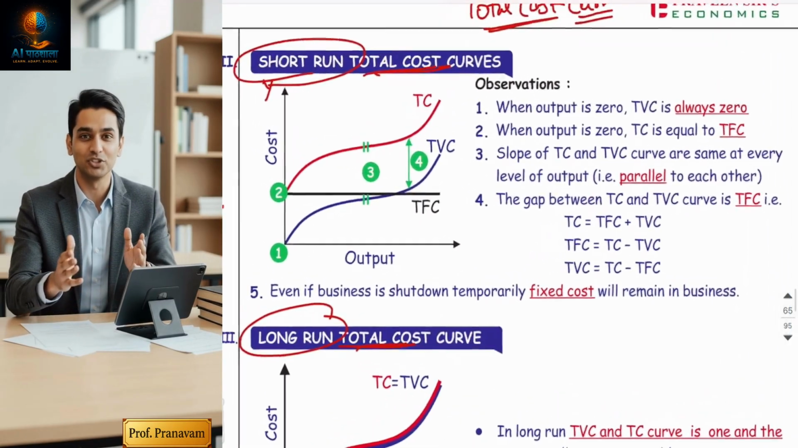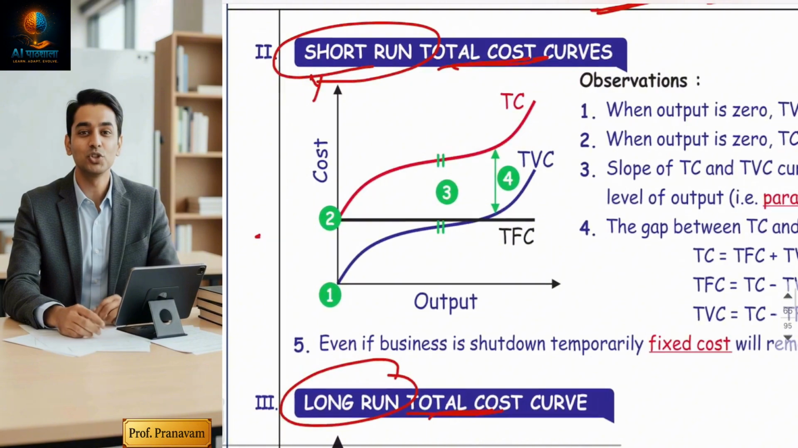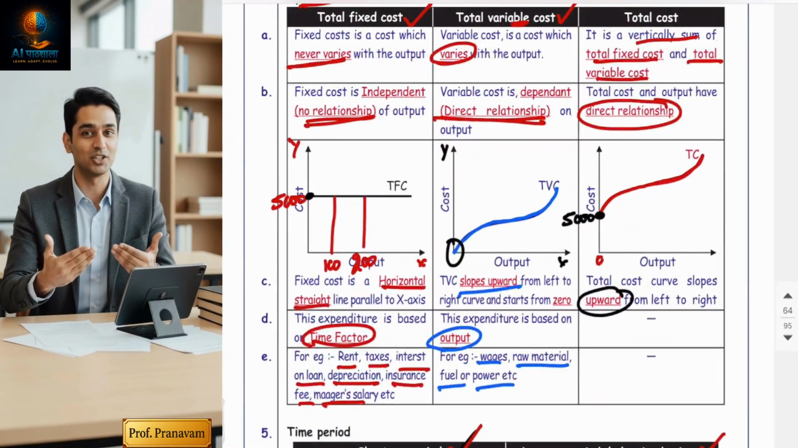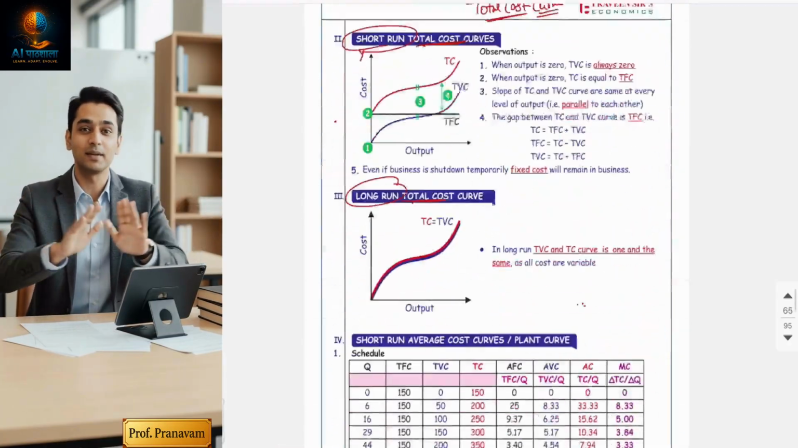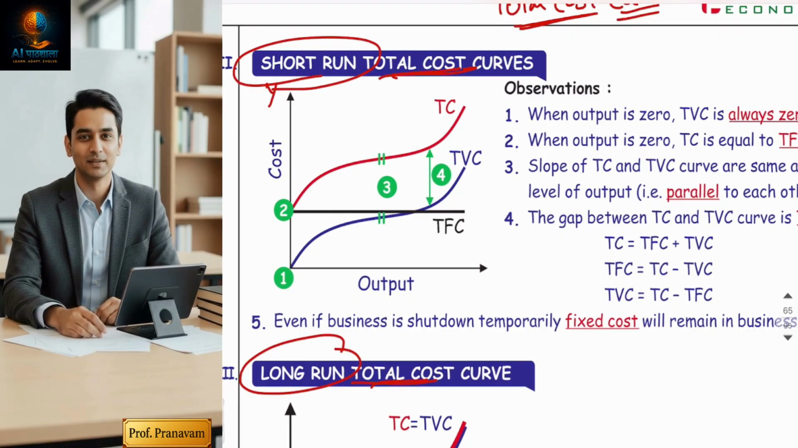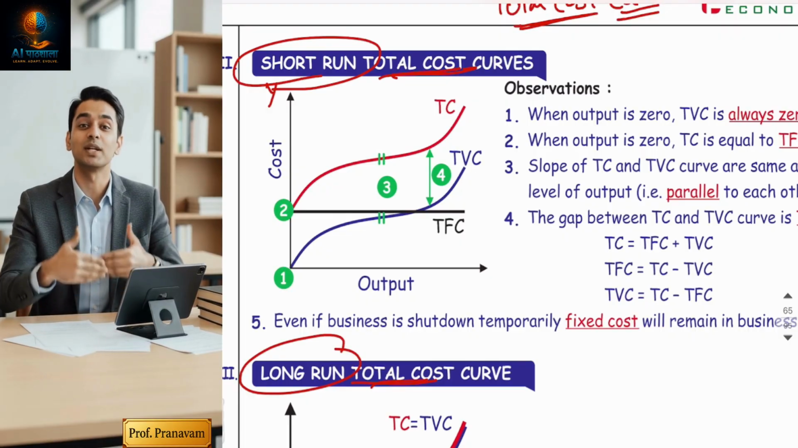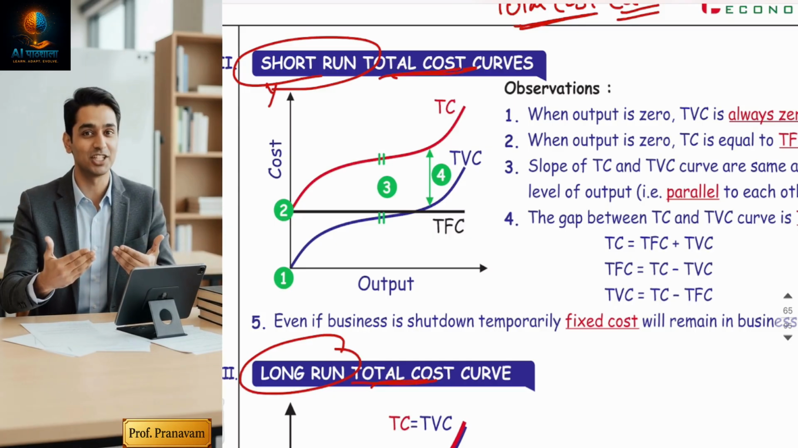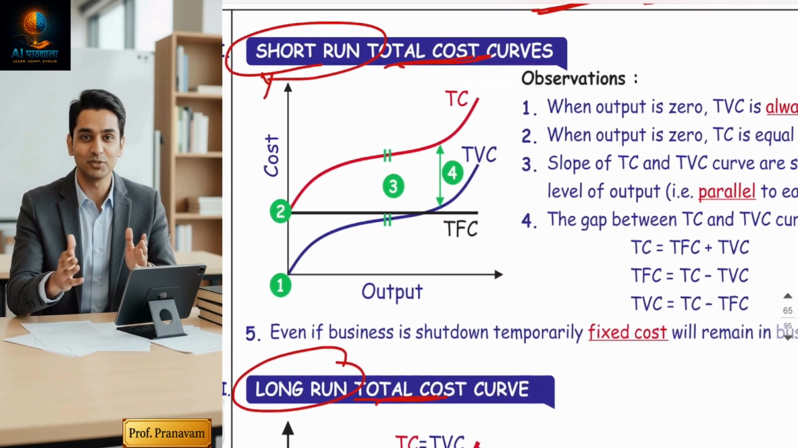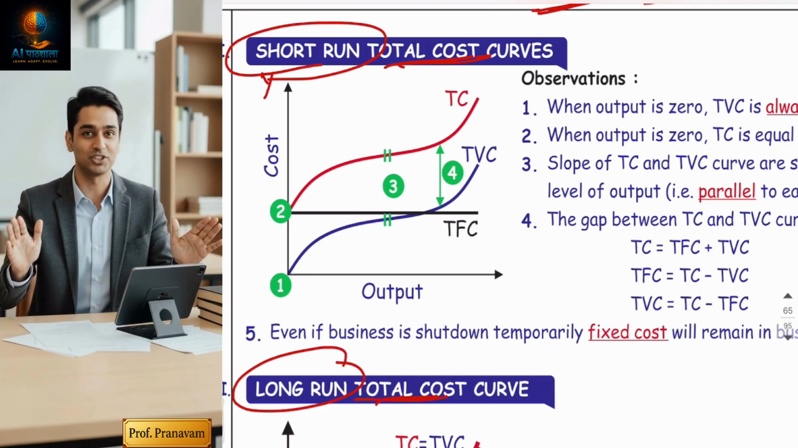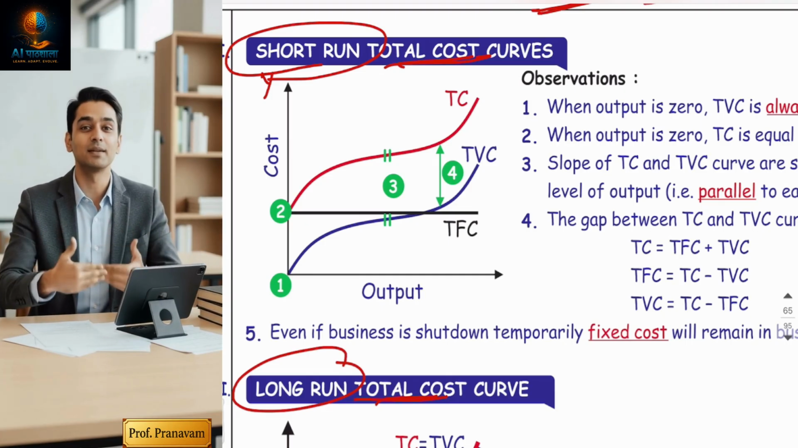So let's understand. For example, I have copied the above three diagrams: total fixed cost, which is a horizontal straight line, total variable cost, and total cost. For your better understanding, I have drawn colorful curves. The black line is TFC, the blue line is TVC, and the red line is TC. Now, if I merge all the three curves, I'll be getting 5 points. You have to remember these 5 points in the short run total cost curve.